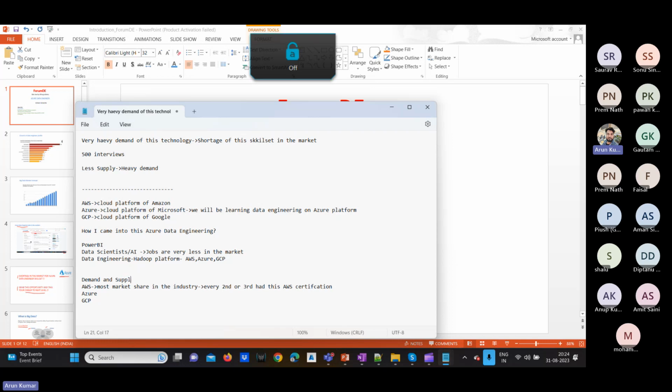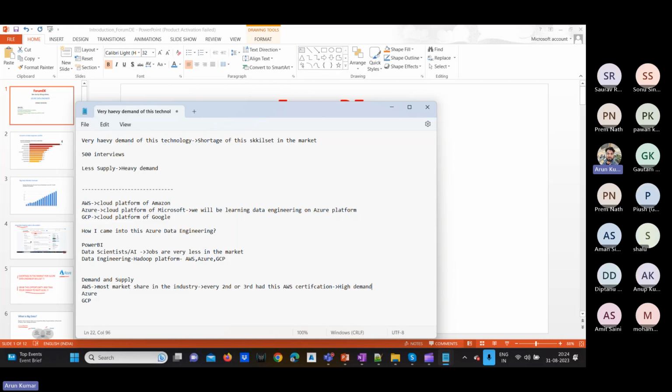In AWS, what happened was there was high demand, but high supply also. It means the industries were needing this skill set on AWS, so the demand was high. But at the same time, on the supply side, at the candidates' side, the number of candidates who had AWS as their skill set was also high. So of course, the competition would be high here, right? I'm talking logically, okay?